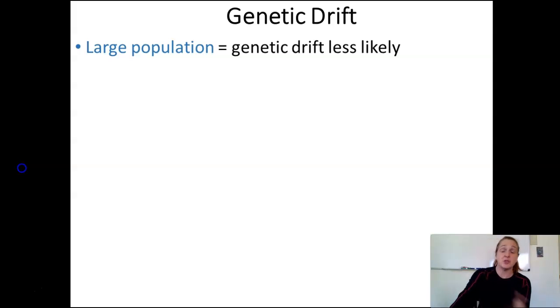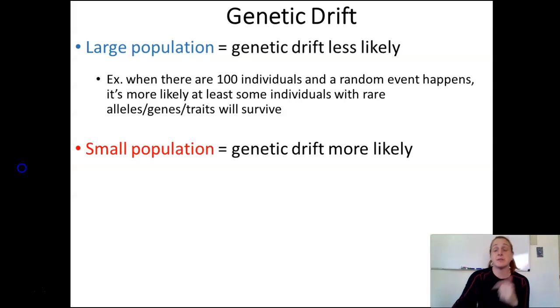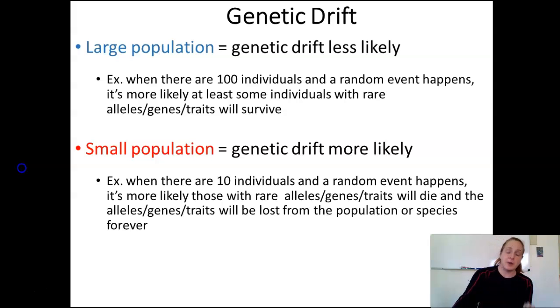If you have a large population, genetic drift is less likely. And this makes sense. If I've got 100 individuals and my random event, whatever it is, the volcano explodes, the rock slide happens, doesn't matter what it is, some of those rare genes, those rare alleles, are more likely to survive because I'm more likely to have more individuals survive. But if I have a small population and this random event occurs, it's more likely that the one individual who had the rare gene dies. And then going forward, I never get to see that gene in the population again. I get that abrupt change in gene frequency.